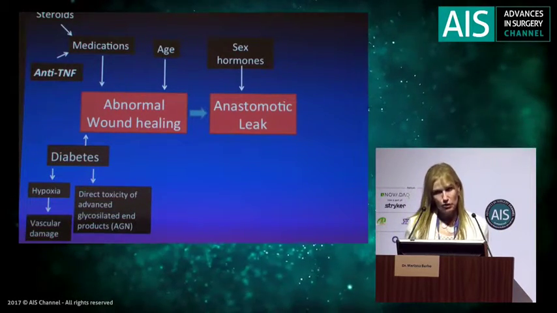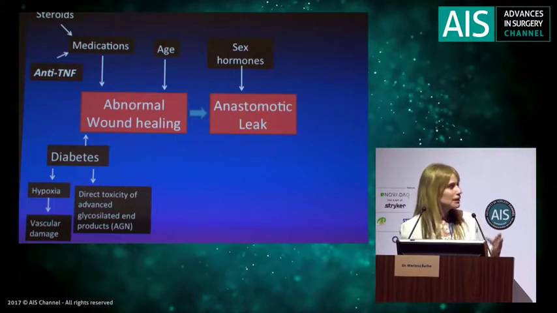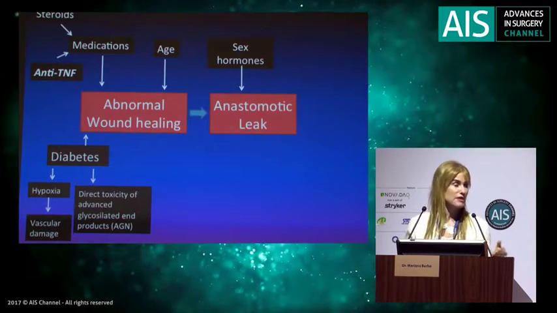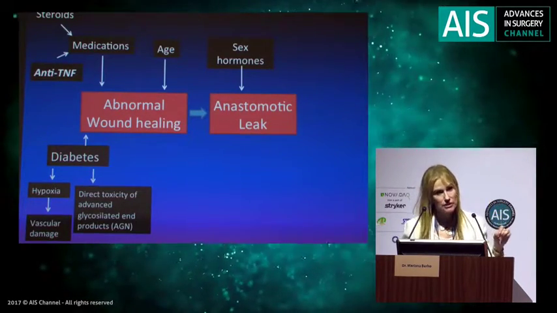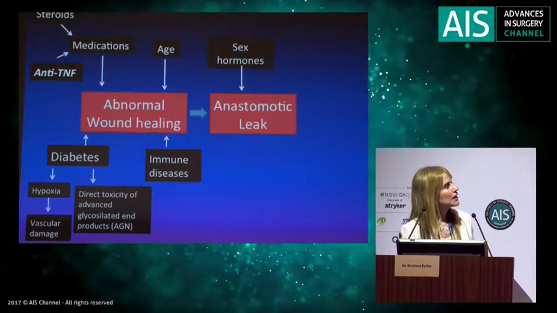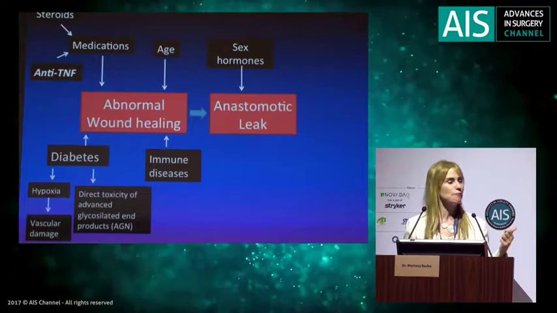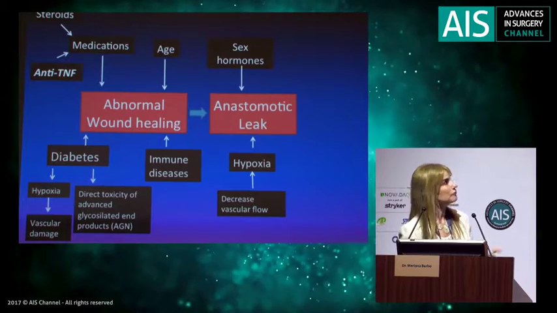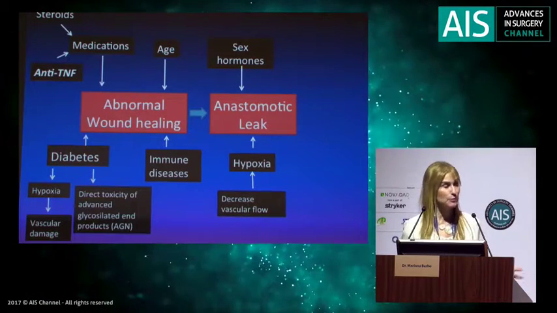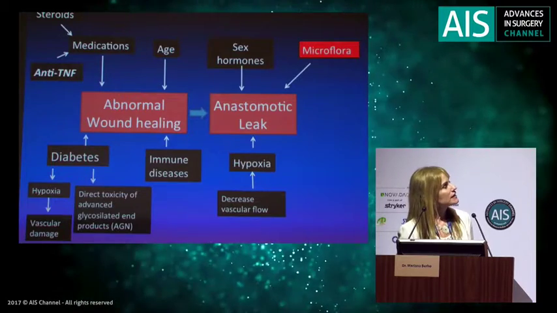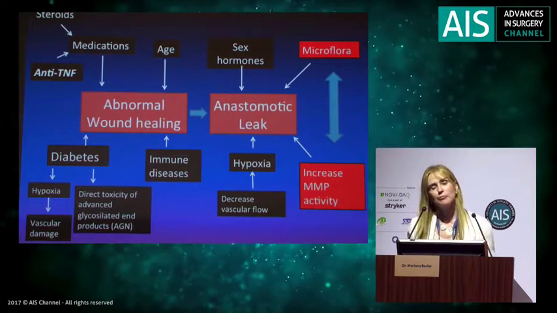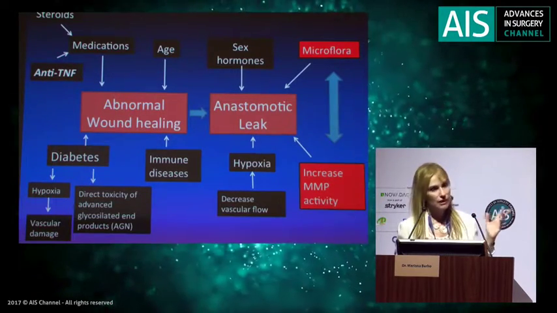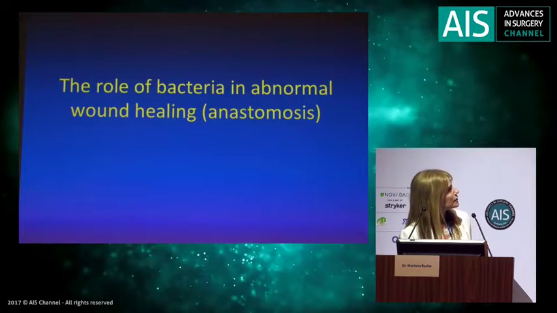Everybody knows diabetic patients heal not normally for a variety of reasons. First of all, because of the hypoxia due to the blood vessel damage, but also the direct toxicity of the glucose derivatives. Patients with immune diseases, patients that have problems with the endothelial cells that don't start the wound healing process. Hypoxia, people that have atherosclerosis, for example. And more recently, we have realized that the type of bacteria that we have in the colon is very important also for the development of anastomotic leaks.